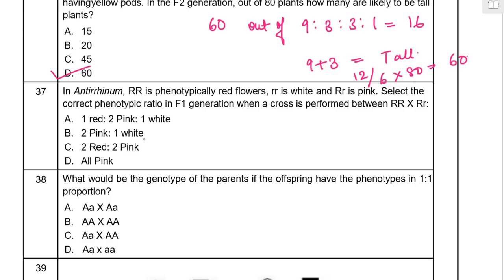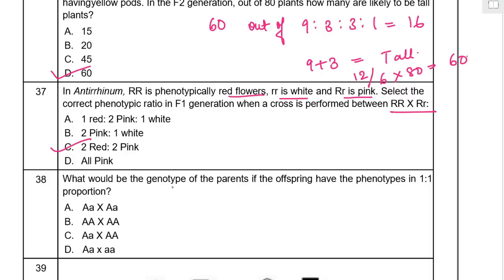Question 37. In Antirrhinum, RR is phenotypically red flowers, small rr white, and capital R small r is pink. So select the correct phenotypic ratio in the F1 generation when a cross is performed between capital RR and small rr. So you have to make the cross and find out which one will be the answer. Here we will get 2 red and 2 pink flowers. Okay, so here is the answer.